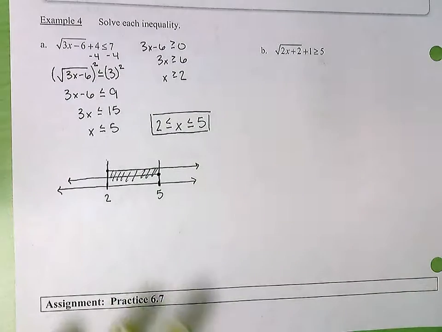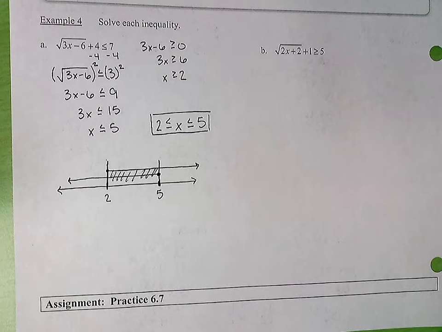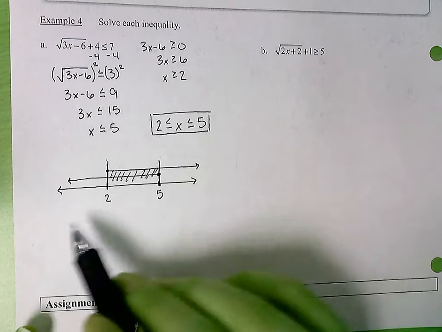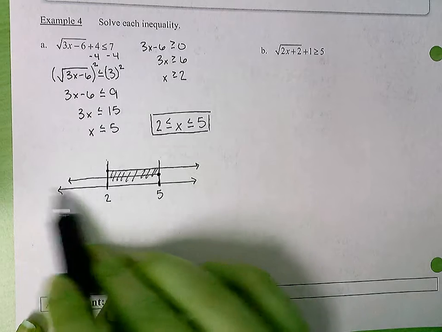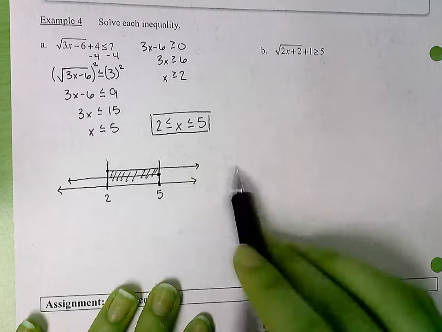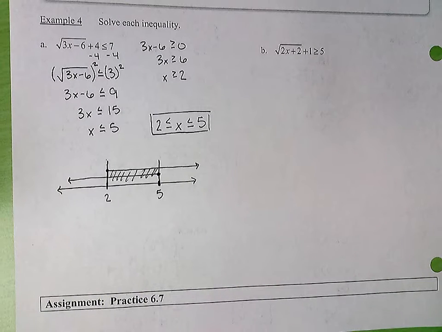Sometimes with your domain, you'll get it where, say it's less than or equal to -1 and greater than or equal to 2. It's in opposite directions. There's no overlap. That would be no solution.